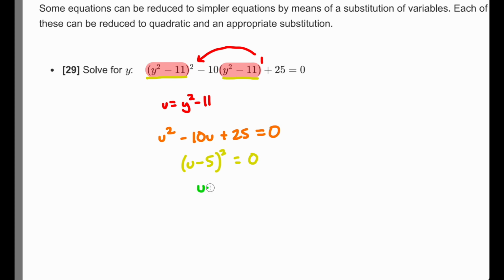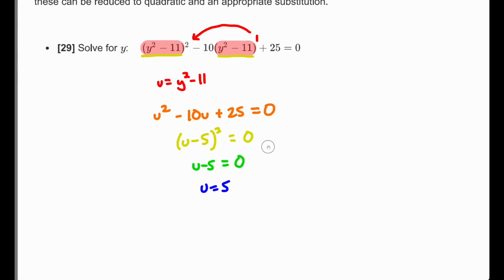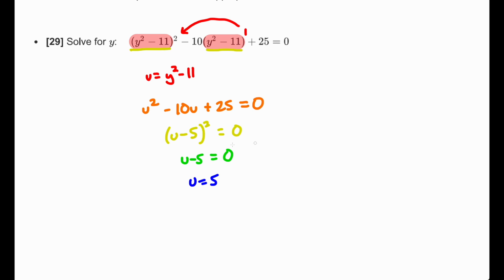Square root both sides, you have u minus 5 equals 0. So obviously u is equal to 5. But the problem with that is the equation starts with y, so you have to answer it in y. Okay, if it starts in x, you have to answer it in x. If it starts with y, you have to answer it in y. It does not start with u. You cannot answer it u equals 5. You have to know that u is equal to y squared minus 11 is equal to 5.